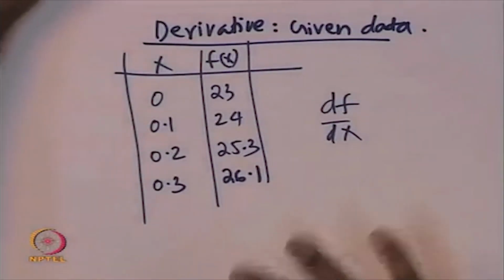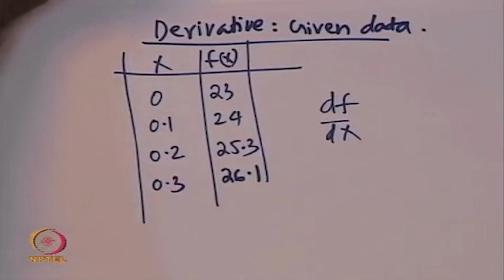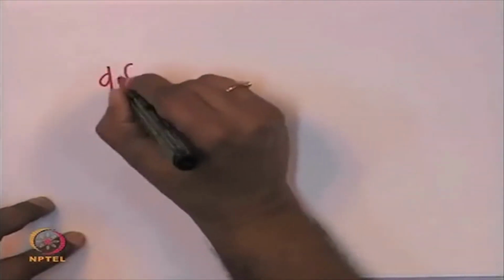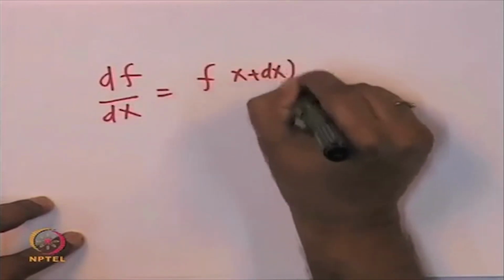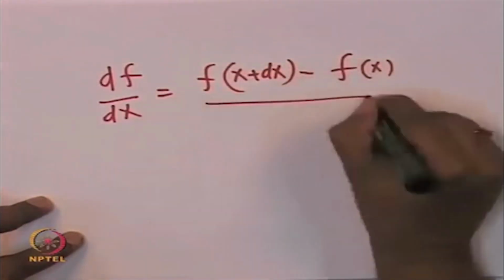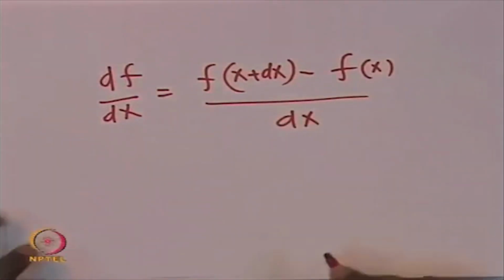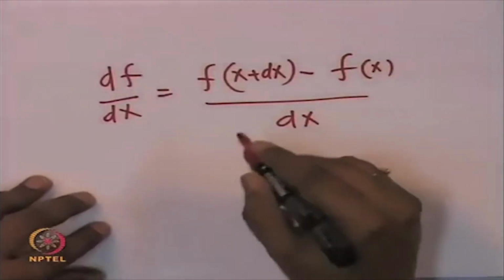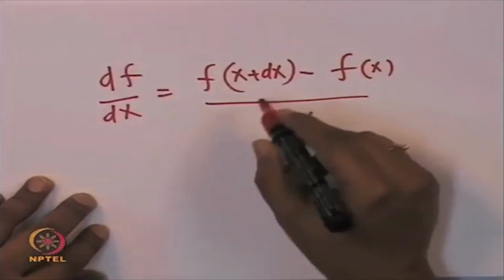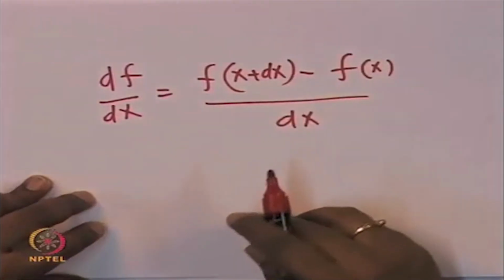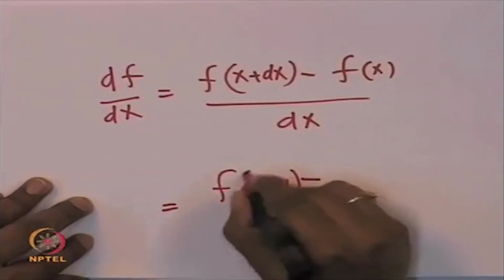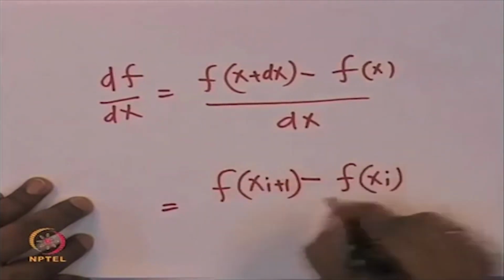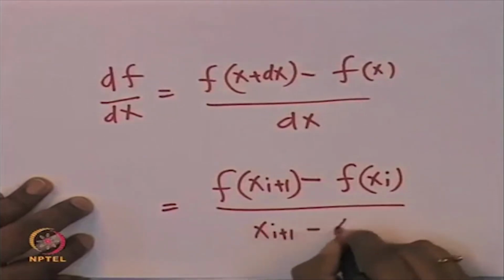It turns out that this is easy. We can extend the results that we already learned. We said that the derivative df by dx is f of x plus dx minus f of x, divided by dx. The same thing can be used here. Instead of dx, this can be written as f of x i plus 1 minus f of x i divided by x i plus 1 minus x i.